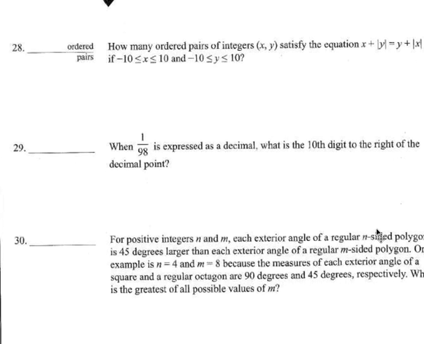So how many ordered pairs of integers x, y satisfy the equation x plus the absolute value of y is equal to y plus the absolute value of x? All right, and x and y have to be between or equal to -10 and 10.